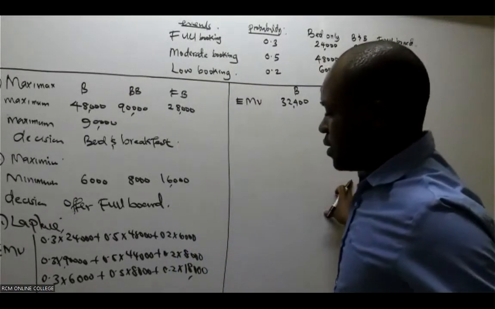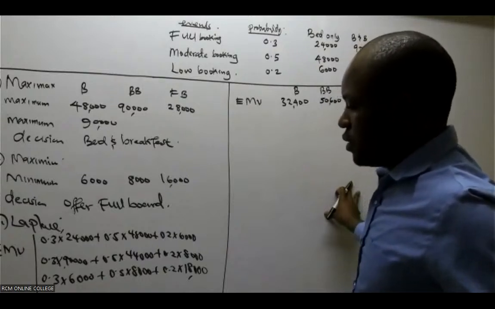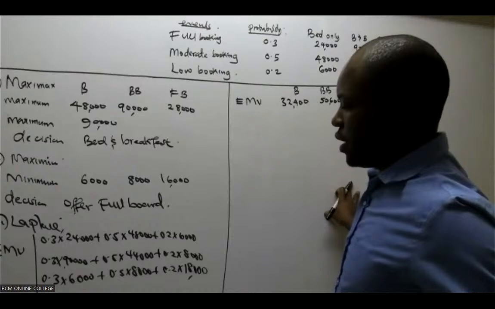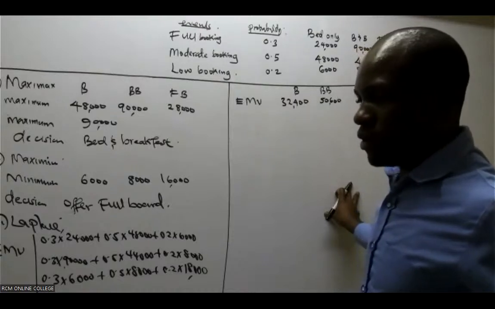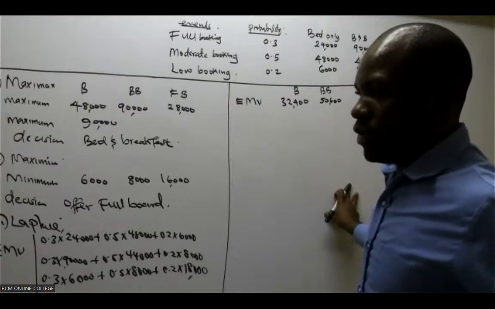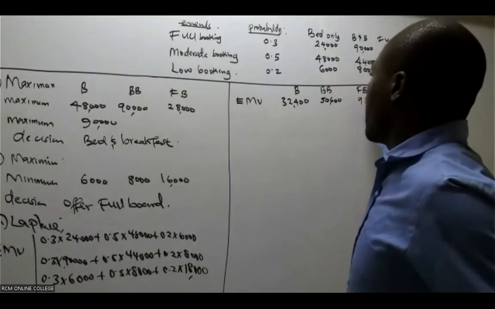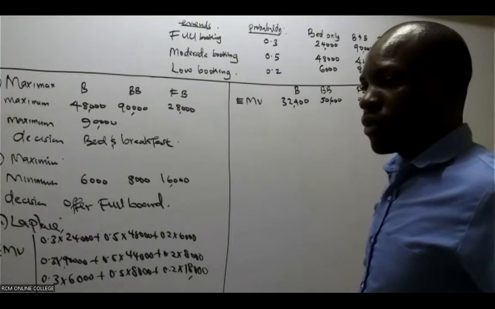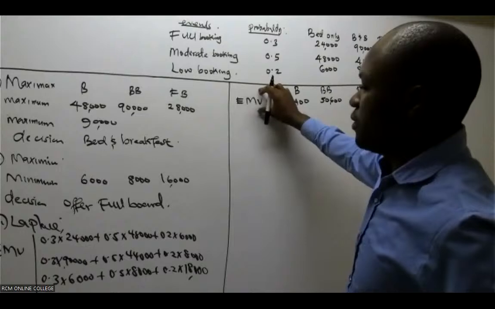This one will be 3,600, 4,000, 1,800. Anything above that? Anything? Wacha tuone the third person. Ruth, please confirm whether what they are giving us is right. Maybe you miscalculated something there. 9,400, is it? Good. Expected monetary value.